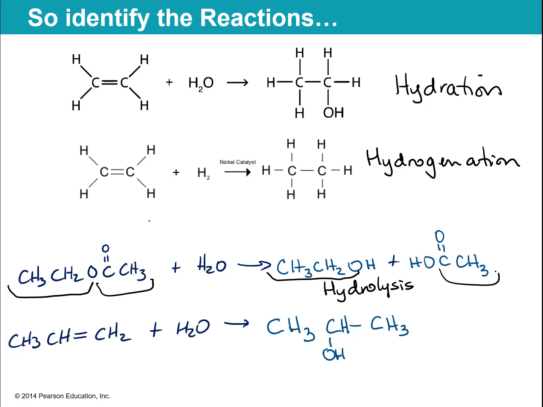What's the bottom one? Nope. This is just because it's the fourth one, it's a trick question. Nope. It's a hydration. Look, it looks just like the top one. Took a double bond, broke the double bond by adding water. Okay? So see the top one? These are both hydration.